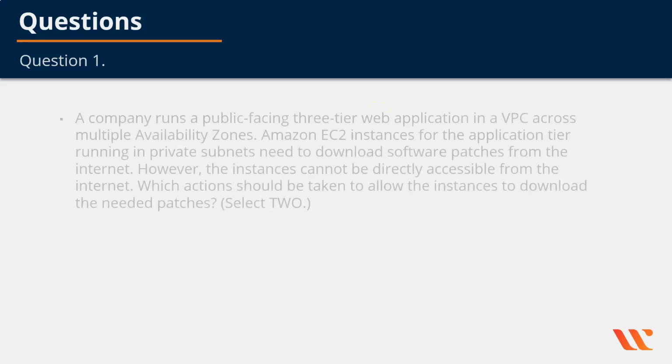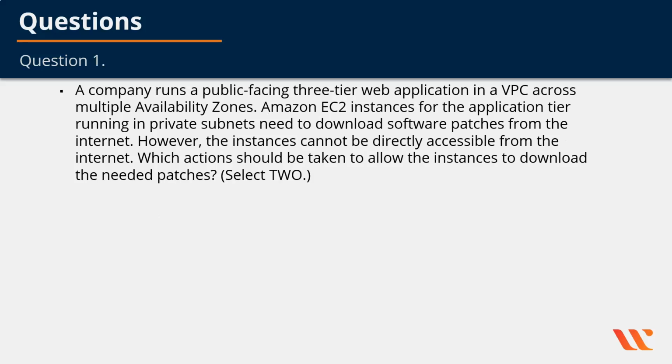Here's question number 1. A company runs a public-facing 3-tier web application in a VPC across multiple availability zones. Amazon EC2 instances for the application tier running in private subnets need to download software patches from the internet. However, the instances cannot be directly accessible from the internet. Which actions should be taken to allow the instances to download the needed patches? Here we have to select two options. Let's see the options now.